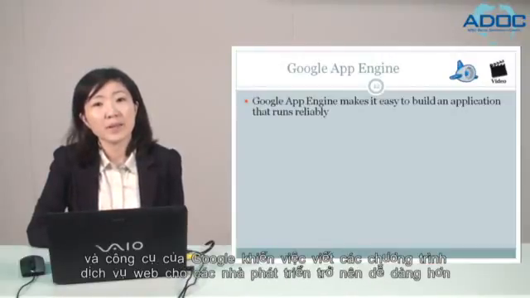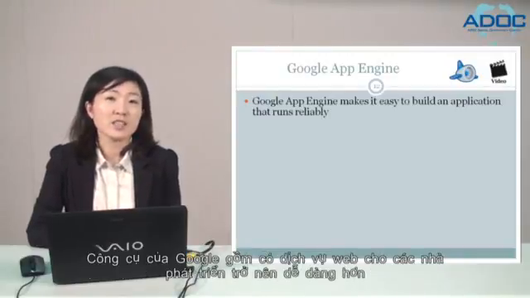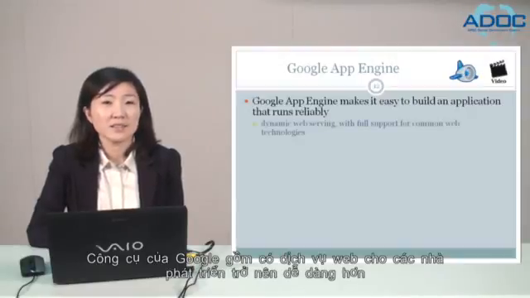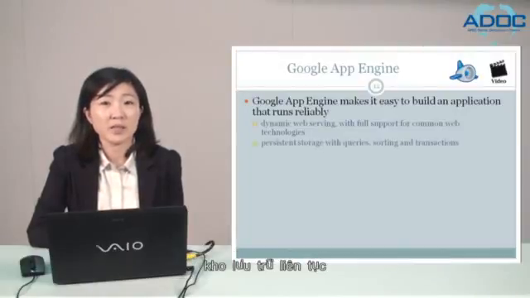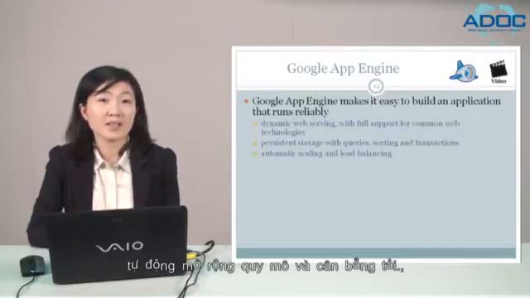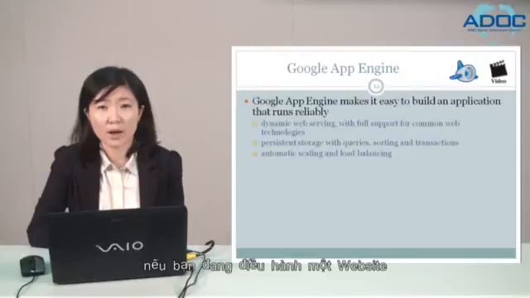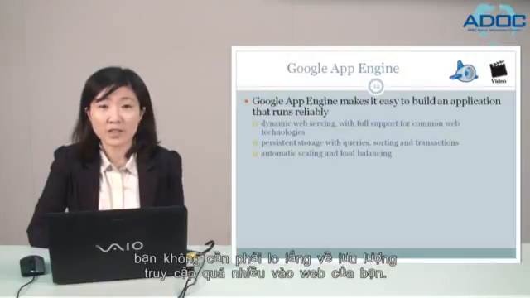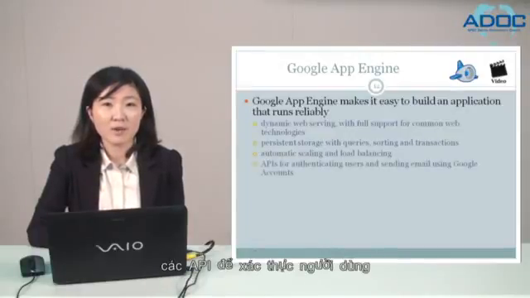And Google App Engine makes it much easier for developers to write web service programs. Google App Engine has dynamic web serving with full support for common web technologies. And they also have persistent storage and automatic scaling and load balancing. So if you run a successful web, you don't need to worry about too much traffic overwhelming your web. And APIs for authenticating users and sending email using Google accounts.